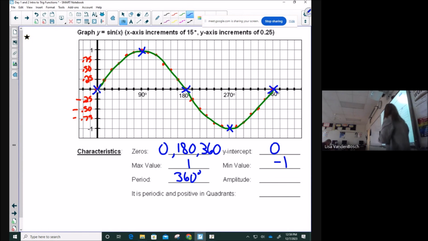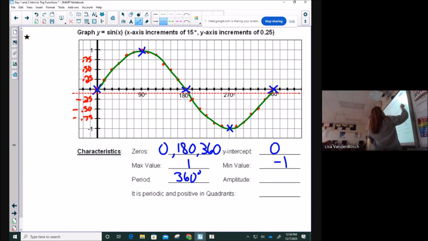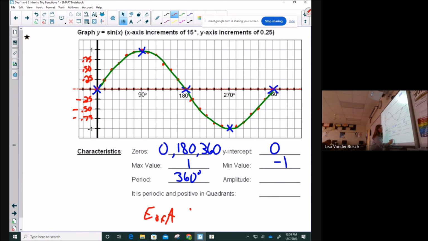So my equation of my axis. Here's the center that divides that sine wave in half. Half of it is above it, half of it is below it. So this right here is my equation of my axis. My equation of my axis is y equals 0.